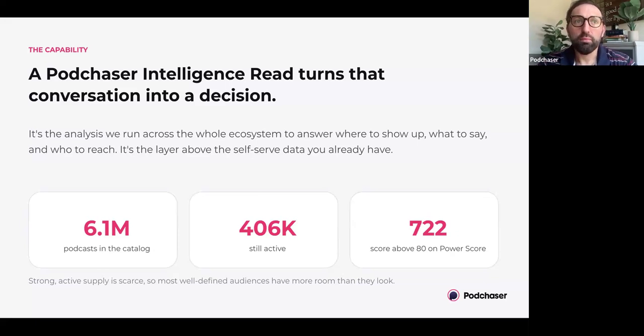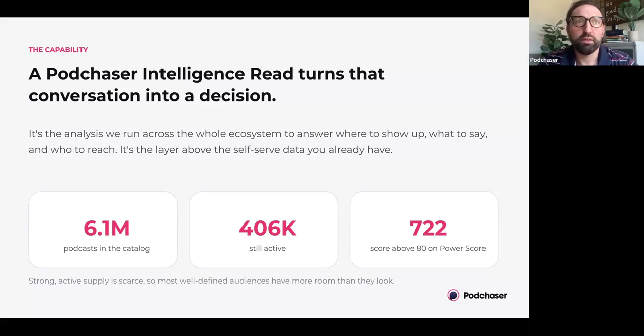So some current stats. There are 6.1 million shows within the data set that keeps growing, despite what some people are calling the podcast peak. What is a podcast in 2026 and beyond, thanks to the introduction of video into the ecosystem, and so on and so forth. There are about 406,000 podcasts that are still active.